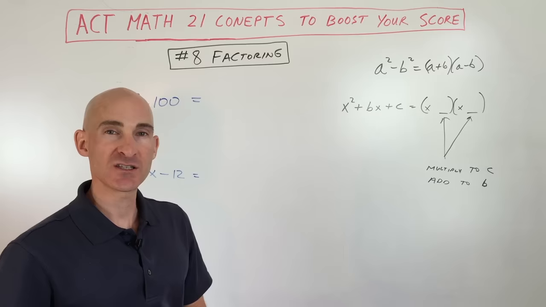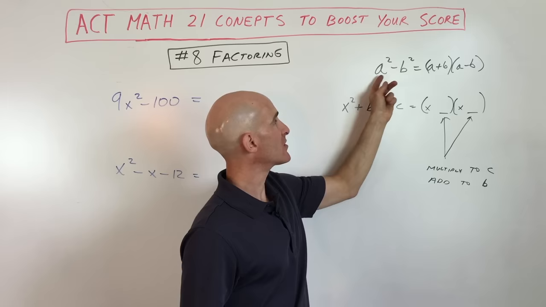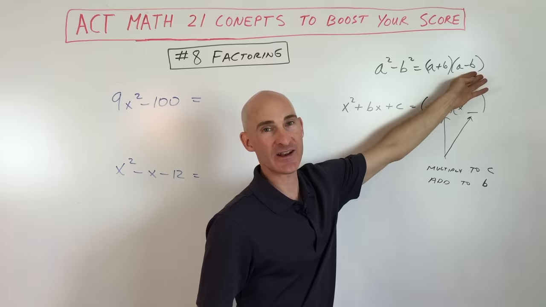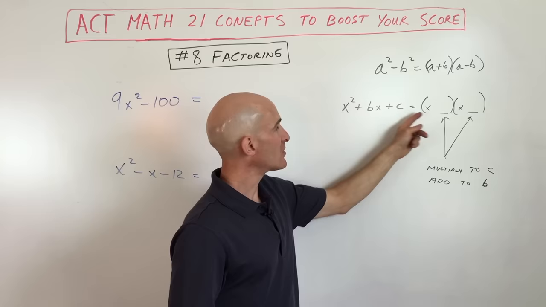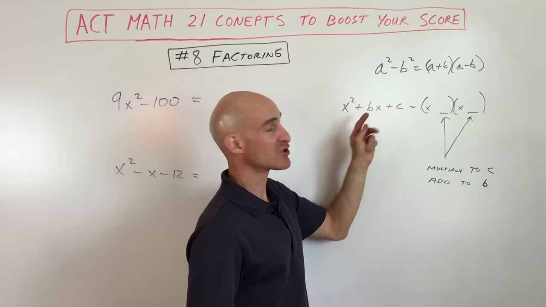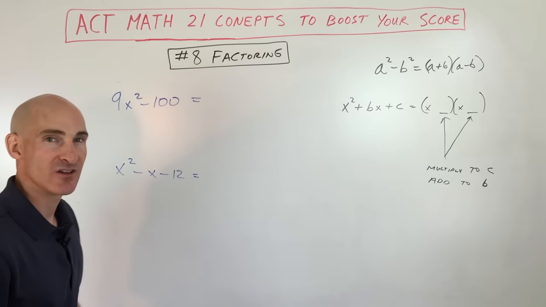So a squared minus b squared, a perfect square minus a perfect square, you factor like this: a plus b times a minus b. It's a sum and difference pattern. Another type where the leading coefficient is one, when you have a trinomial like this, you ask yourself, what two numbers multiply to c, but those same two numbers have to add to this middle coefficient b. So those are just a couple of different types. We'll do a couple examples and then we'll take it from there.